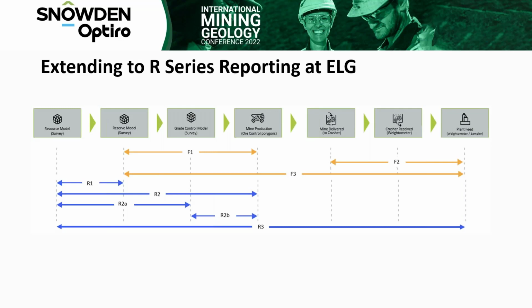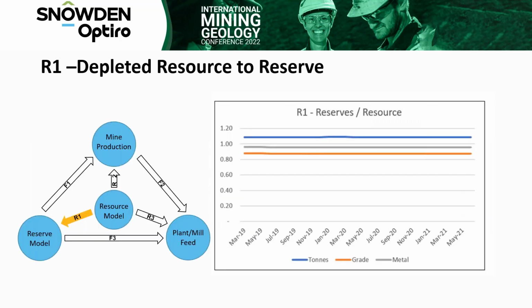So if we start at R1, which is the resource model to the reserve model, you can see we've got that lower grade for higher tons to give us that near 1 for the metal, and you can also see that it does not change over time, and that's because they haven't changed much in the estimation or the modifying factors on those resources and reserves, which is fine. Not much to tell there, but it does tell me that it is a conservative reserve that they've got there with that lower grade.